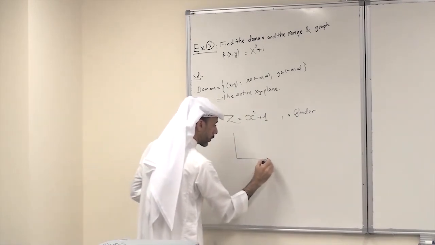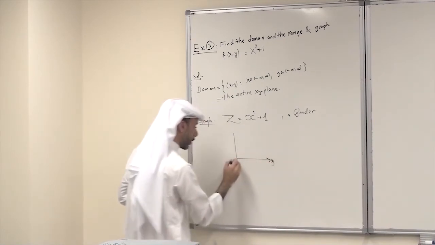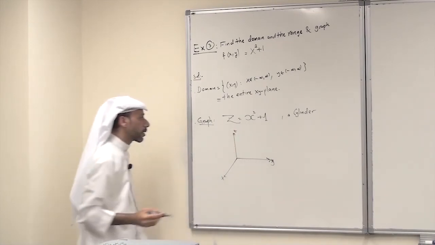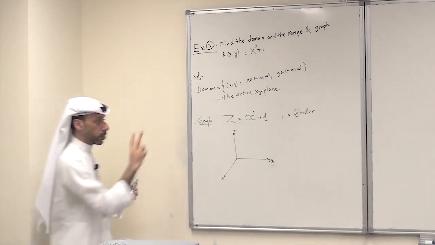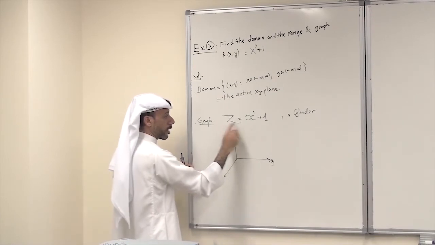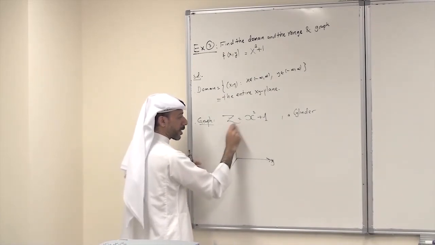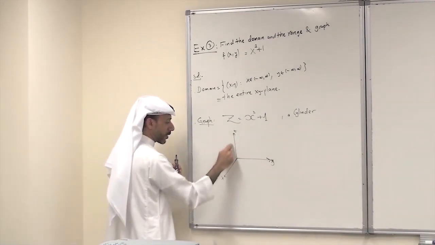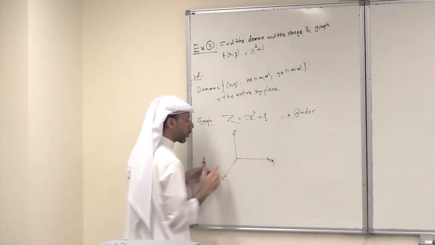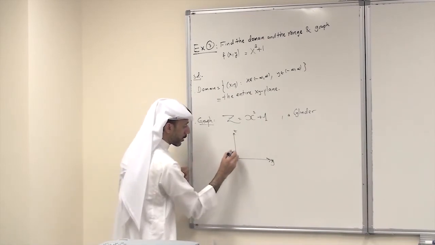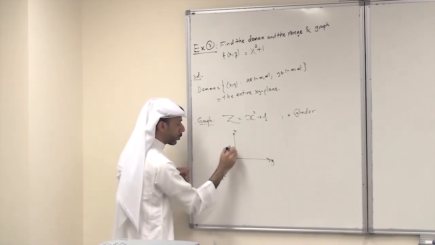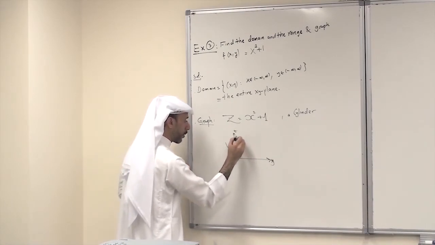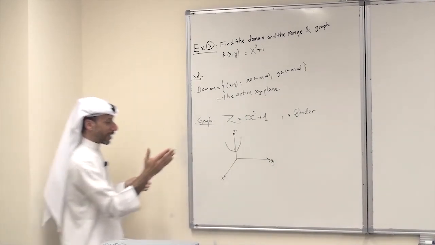To graph this cylinder, we have the following. This is y, and this is x, and this is z. So to graph an equation in two variables in three-space, I graph it in the xz plane. In the xz plane, the graph is a parabola, shifted one unit up. So this is the graph in the xz plane.